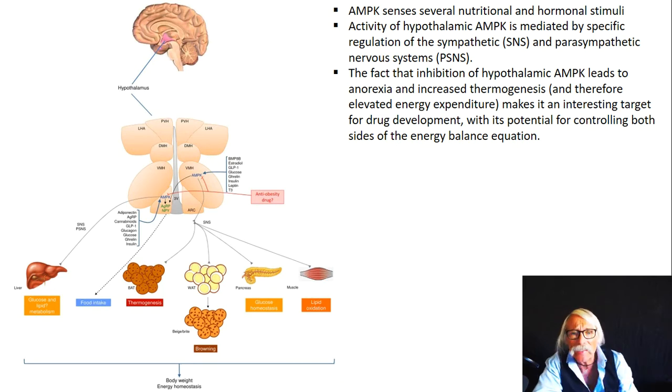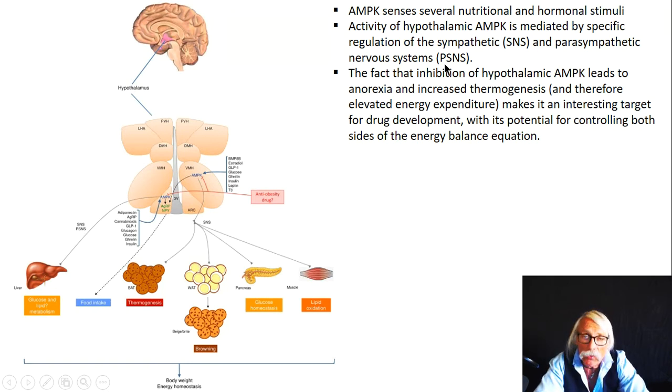AMP kinase is going to sense several nutritional and hormonal stimuli. Here they are again: there's adiponectin, there's glucagon, there's cannabinoids, working through the AgRP and neuropeptide Y. And what is going to happen is it's going to mediate specific regulation of the sympathetic and parasympathetic nervous system. So we're putting this back together.